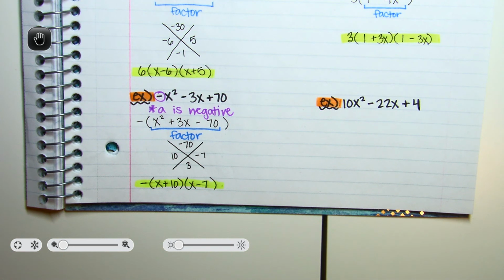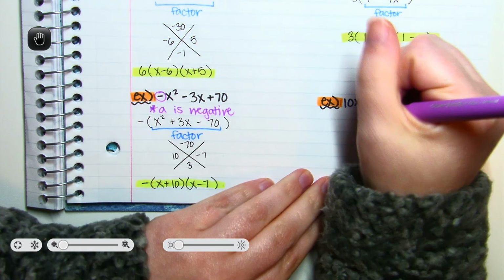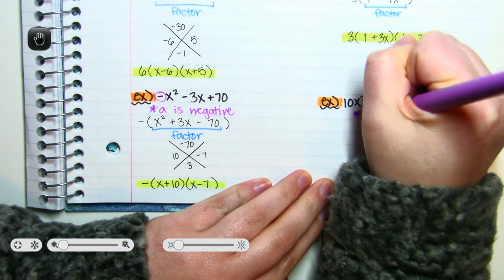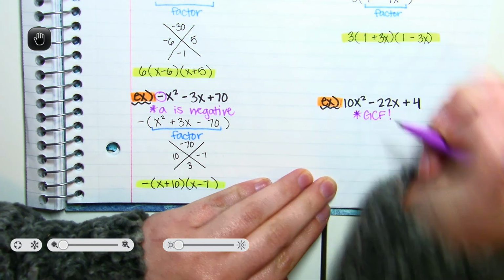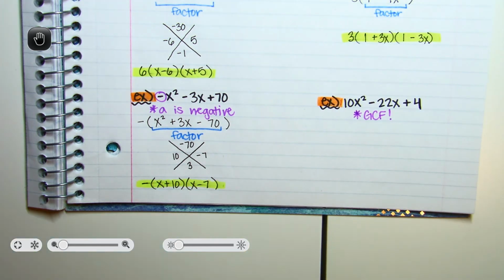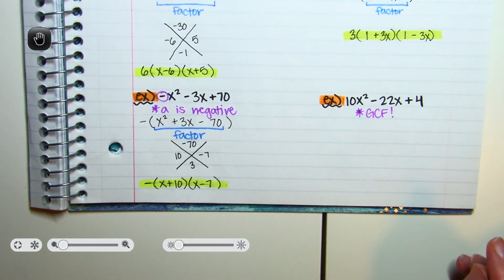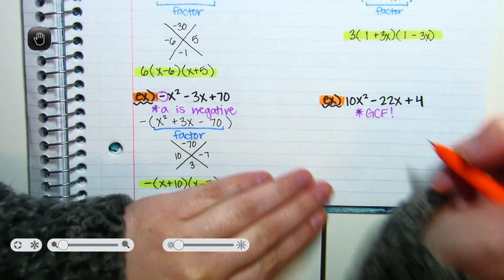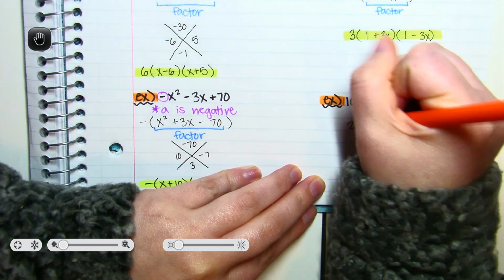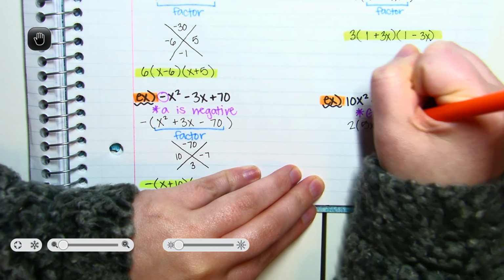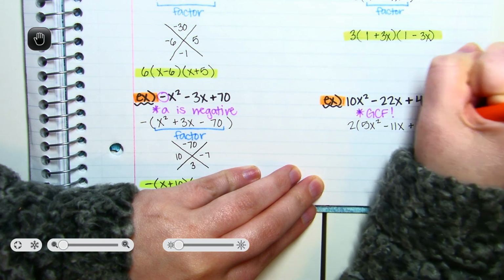And there we go. Last example that we're going to do together. First question, is there a GCF? Yes, there is. Now I just want to point out, there won't always be a GCF on the ones that you're going to factor. But for the sake of having you practice with it more, I did include a GCF on all of our examples we're doing together. All right, so our GCF is 2. And that'll leave me with 5x squared minus 11x plus 2.